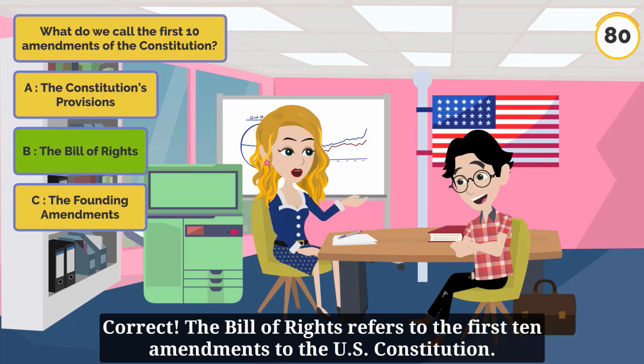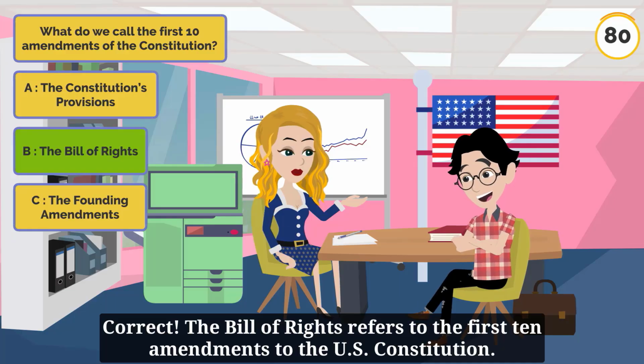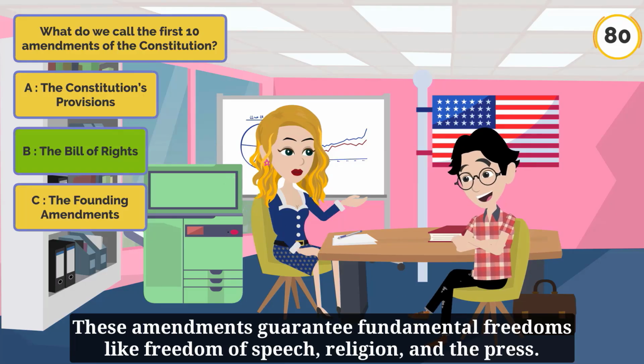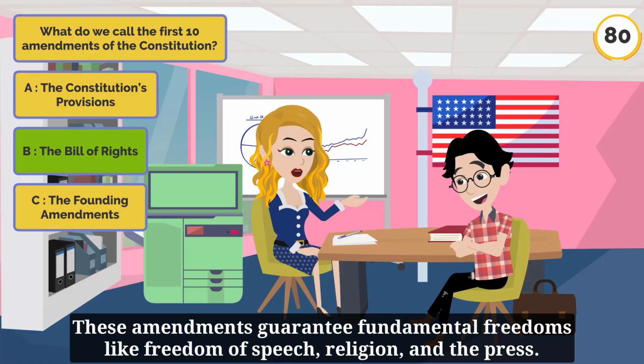Correct. The Bill of Rights refers to the first 10 amendments to the U.S. Constitution. These amendments guarantee fundamental freedoms like freedom of speech, religion, and the press.